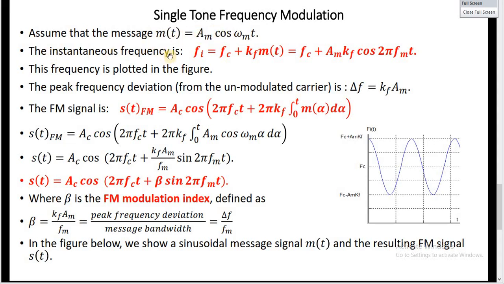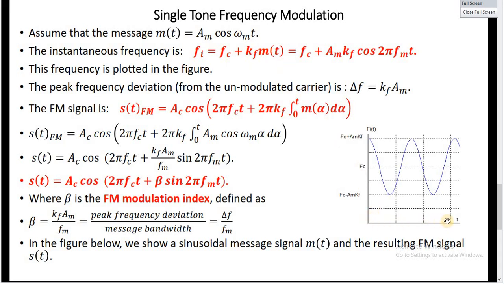So the instantaneous frequency, as we saw previously in FM, is linearly proportional to the message signal. So Fi of t equals Fc plus k sub f times m of t. So we replace m of t by Am cosine 2 pi fm t. So the instantaneous frequency is Fc plus Am k sub f cosine 2 pi fm t. See, this is the instantaneous frequency. It's proportional to the message m of t.